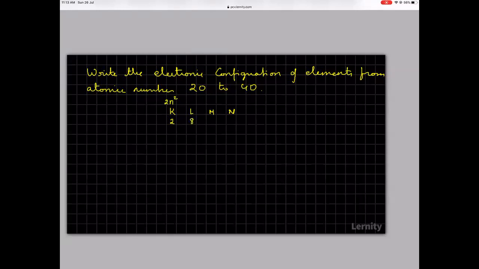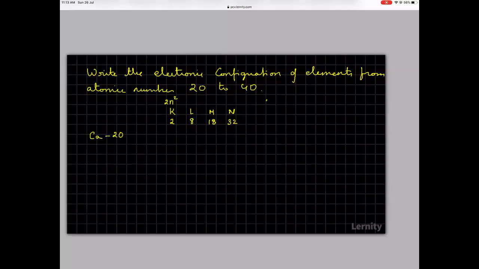In the M shell, the maximum becomes 2 into 9, that is 18. Then you have 32 and so on. These are the maximum numbers. Now suppose you look at calcium. Calcium has atomic number 20.